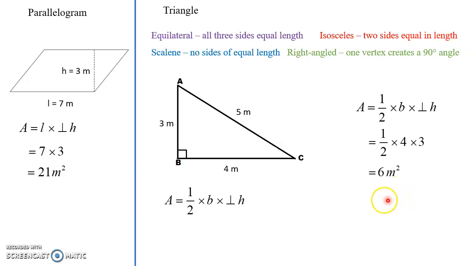Again, quite easy, quite simple. Like I explained before, if you want to calculate the distance around the shape, you simply add up 4 plus 3 plus 5, and the perimeter is 12 meters. Again, quite a simple example.